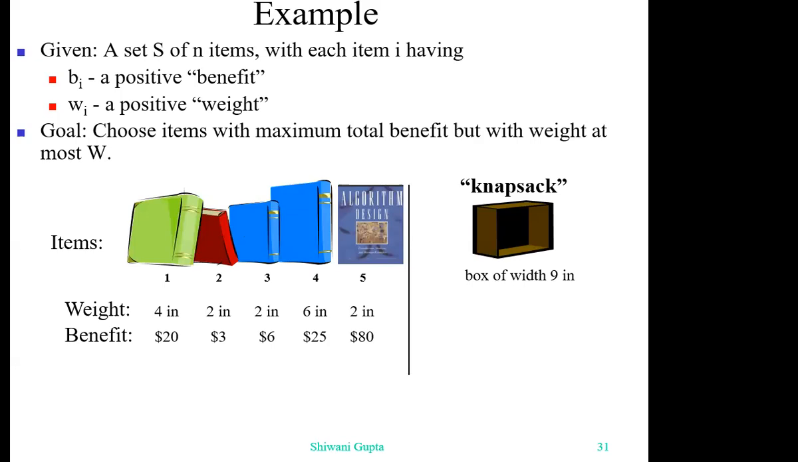There is a box of width 9 inch. These are the books, and their weight, or the height, we can call that as, weight would not be right, or width we can call that as. And the benefit earned of putting this book into the knapsack or into the box is given. So which book should we pick first? The one with weight 2 inch and $80 profit, because the maximum profit per unit weight is this.